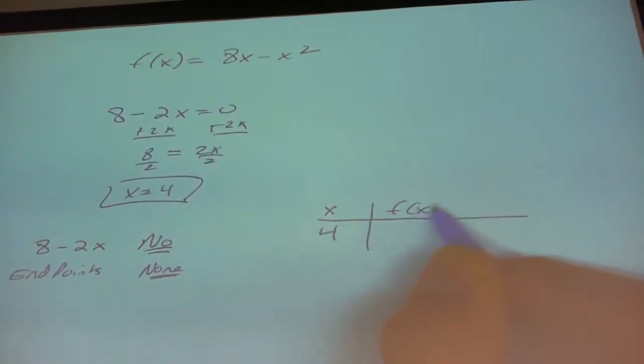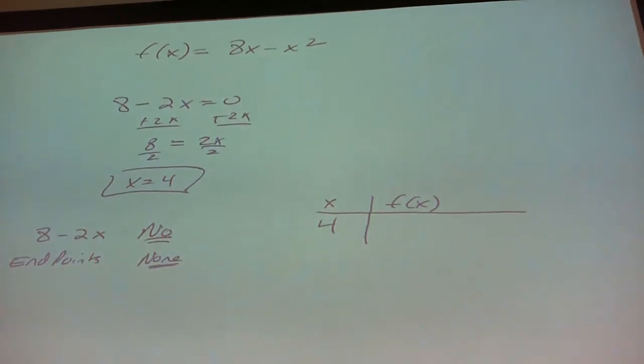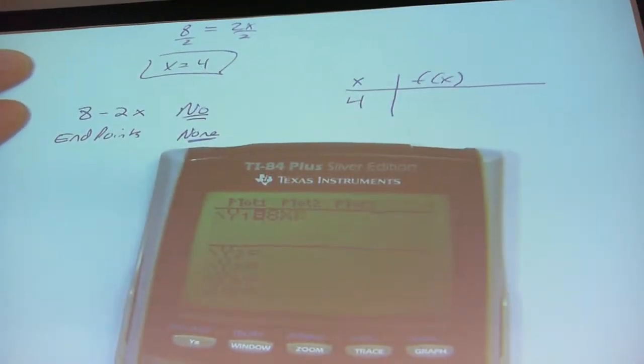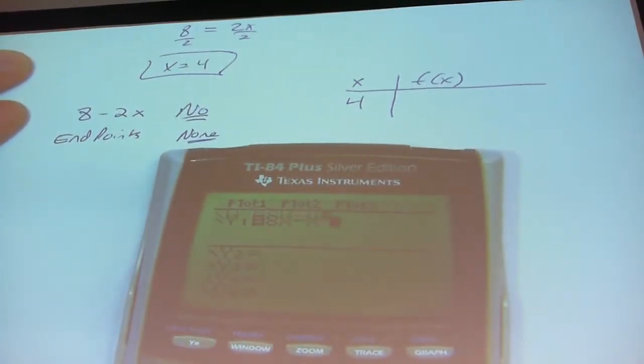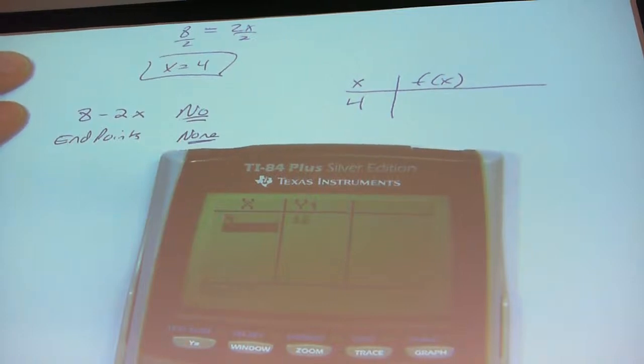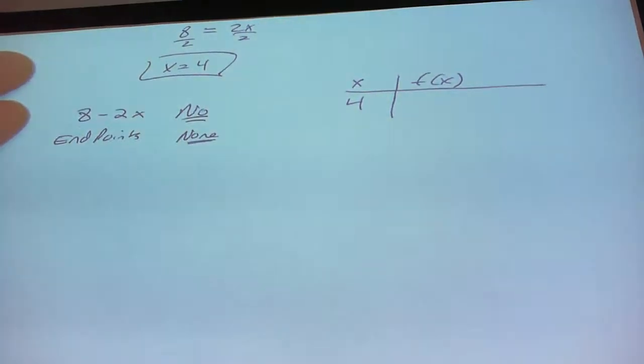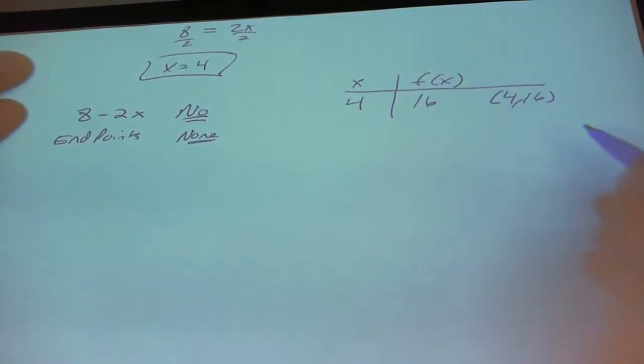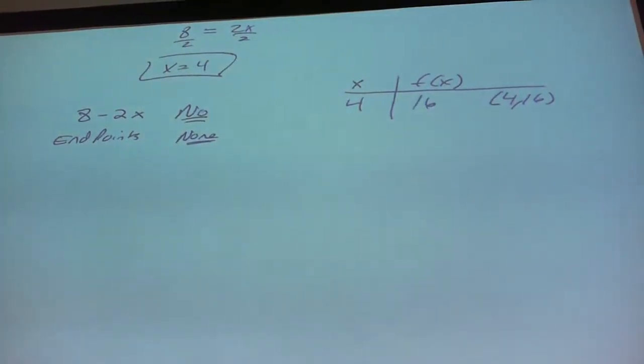Plug 4 into the original. So if I plug 4 into the original, go to my calculator, type in 8x minus x squared, plug 4 into my original, what do we get for an answer? 16. Now, we need to see 4 comma 16 to decide, is it a max, is it a min, or maybe it's neither one. Who knows? Maybe it's not one. Okay?